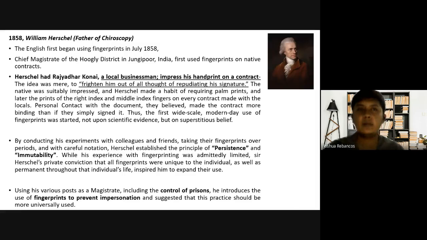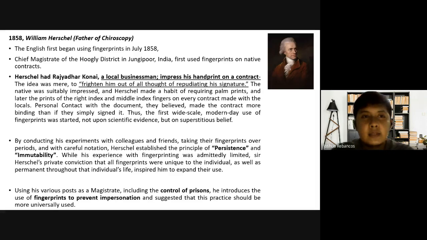And also we have William Herschel. Siya naman yung father of chiroscopy. Itong si William Herschel, siya ay isang English, taga-Inglaterra. English first began using fingerprint in July 1858. Chief Magistrate siya ng Hooghly District in Jungipur, India. First used fingerprints on native contract. So, ginamit na sa mga kontrata ng mga natives doon ang fingerprint.